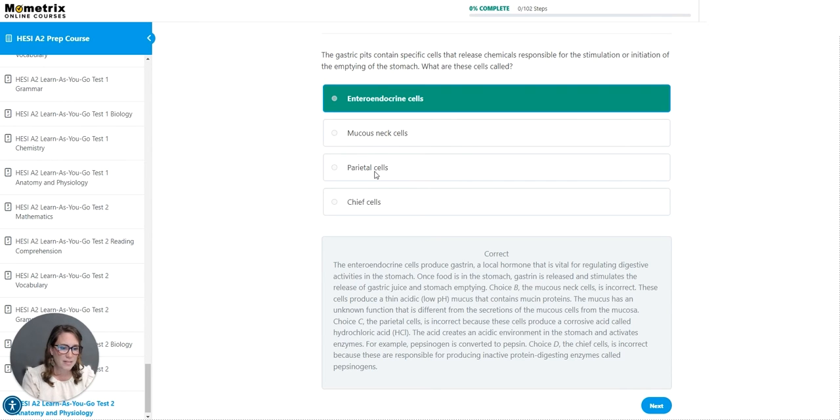And then the parietal cells, this one is incorrect because these produce a corrosive acid called hydrochloric acid. And this makes for a very acidic environment in the stomach and activates enzymes. This takes your pepsinogen and converts it to pepsin, which helps with the digestion there. And then chief cells, this is incorrect because these are responsible for producing inactive protein digesting enzymes called pepsinogens.